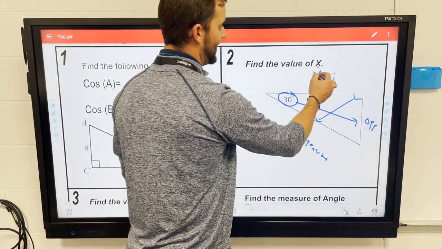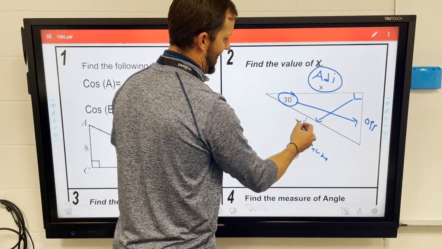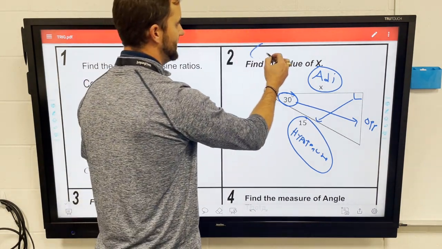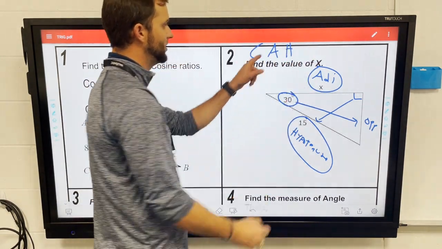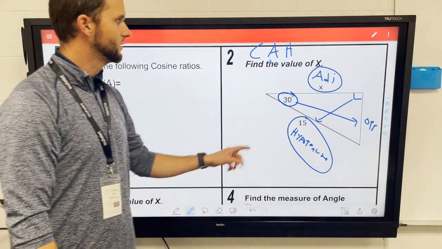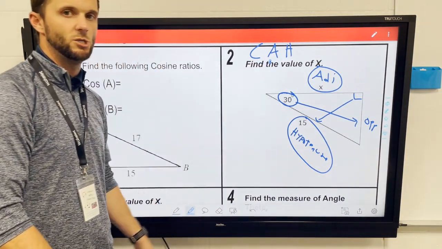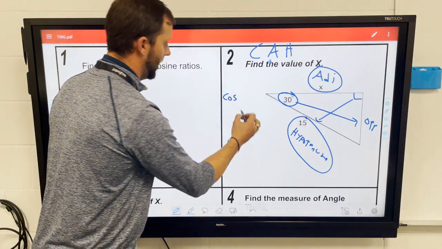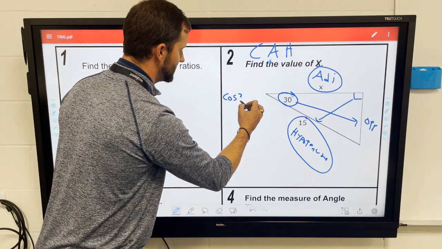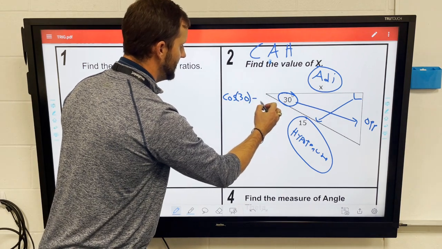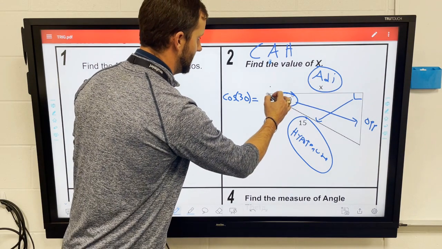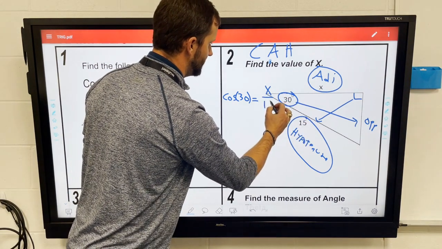So let's look at what I need. I need my adjacent side. I have my hypotenuse. If I look at my letters up top, CAH is adjacent and hypotenuse, so that means I need to use the cosine ratio. So here we go. I'm going to write the cosine of the angle they gave me, which is 30, equal to the adjacent over the hypotenuse. So I'm going to do x over 15.